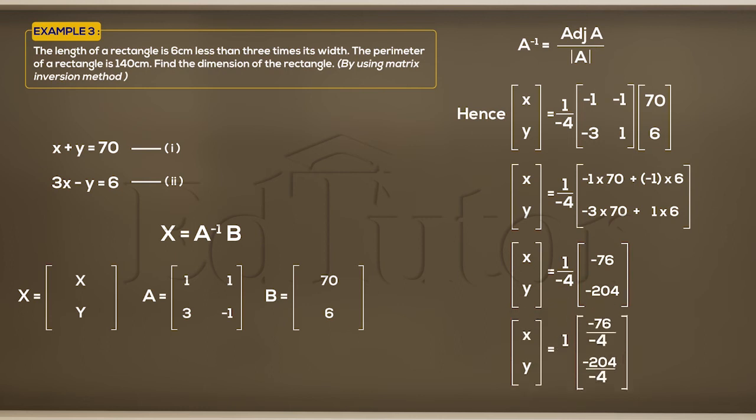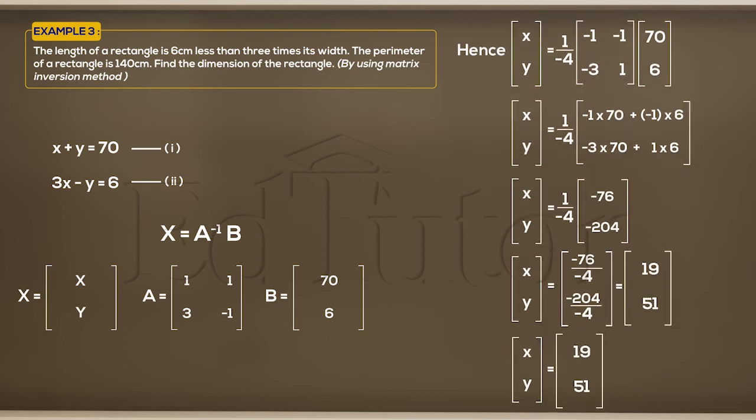Now, divide both the entries by negative 4 and we get 19 and 51 with x and y on the other side. Both the matrices are equal. So, by comparing, x or the width is equal to 19 centimeters and y, which is the length, is equal to 51 centimeters.